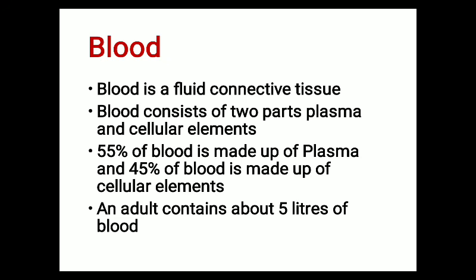Now come to the next type of specialized tissue, which is blood. Blood is a fluid connective tissue, and it consists of two parts, that is plasma and cellular elements. There will be no fibers present in the blood. Blood is an exception which is devoid of any fibers. Apart from blood, all the different types of tissue possess fibers. Around 55% of blood is made up of plasma and 45% of cellular elements, and an adult contains around 5 to 7 liters of blood.